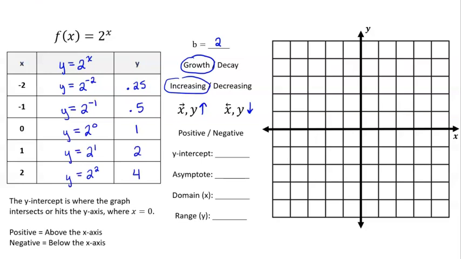So I went ahead and filled out my table, and I want us to take notice of this right here. So when x is equal to 0, that is going to be our y-intercept, and that one is easy because anything to the 0 power is going to be 1. So just kind of keep that in mind. So our y-intercept is going to be 0, 1. And then let's go ahead and graph this.